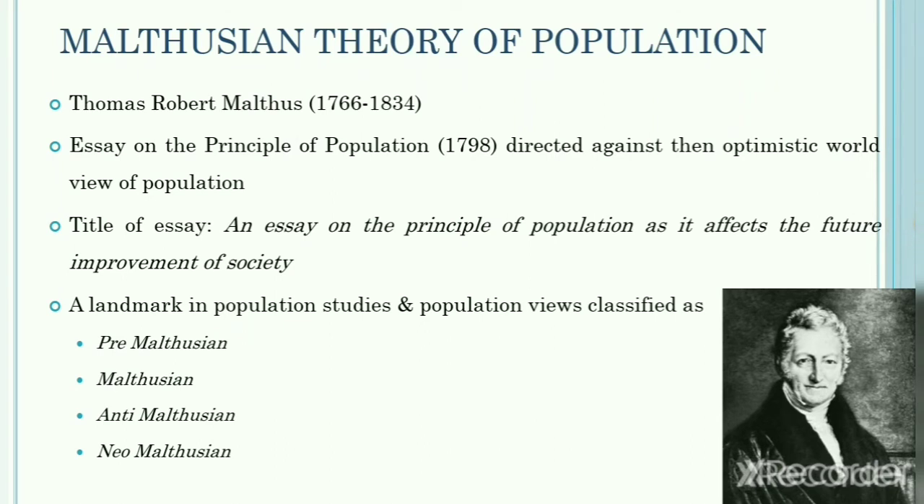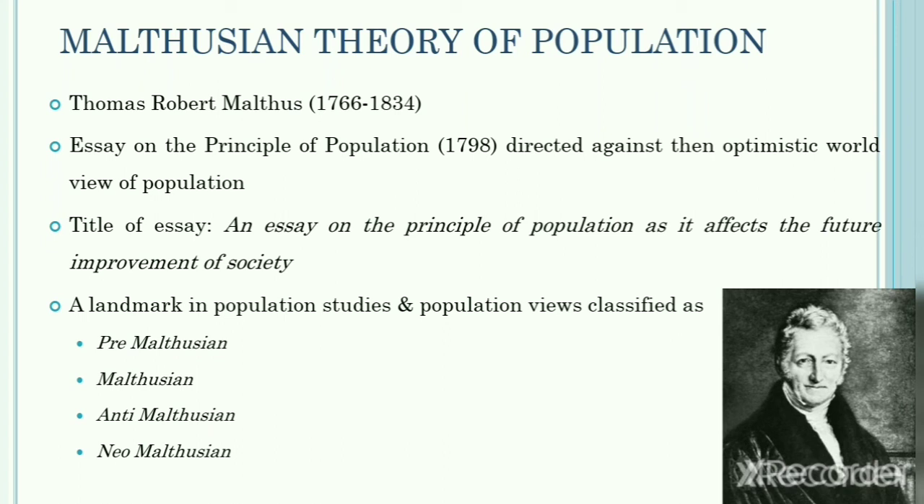Thomas Robert Malthus was the key figure to analyze the population statistics. His formulation on population was a landmark in the history of population theory. Malthus generalized the relation between the population factors and the social change. In the year 1798, Malthus gave a theory on population. In his essay on population, he was mainly directed against the optimistic or the utopianism view of the then world.